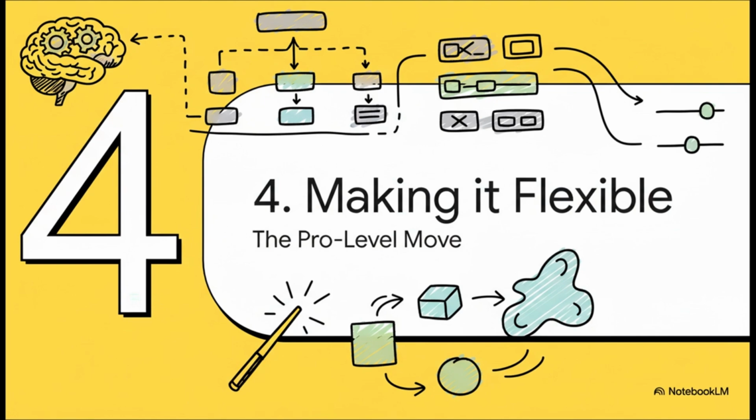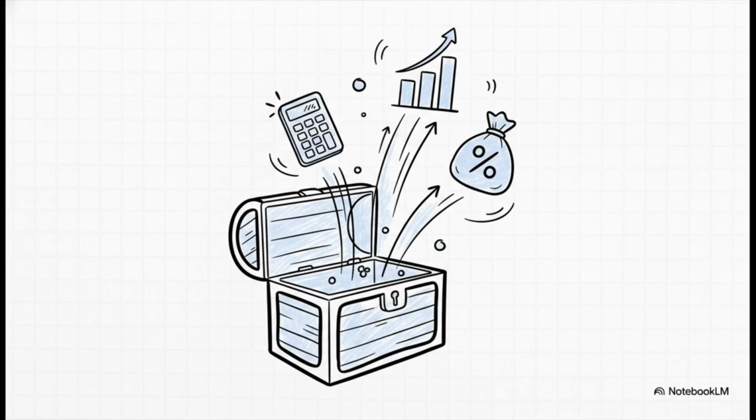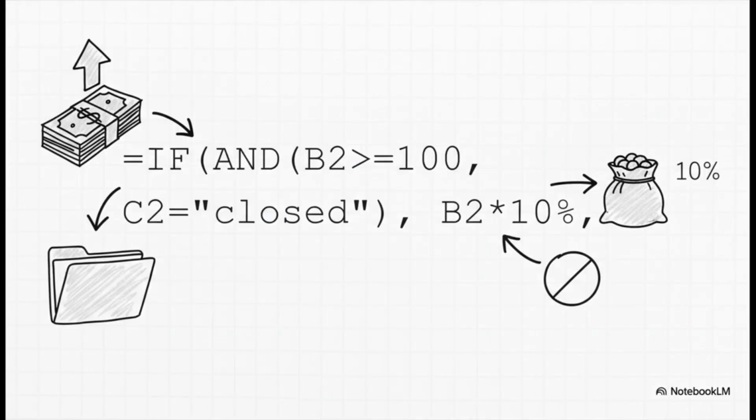Dynamic calculations. Remember the prize inside our lockbox? It doesn't just have to be a simple word like closed or open. The prize can actually be another calculation, like figuring out a sales commission or adding a penalty fee. Take a look at this one.